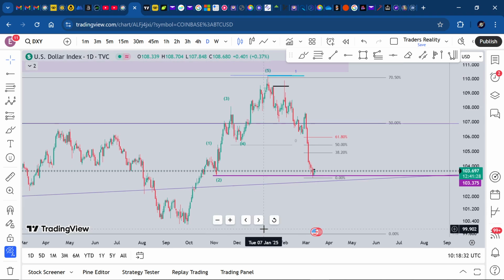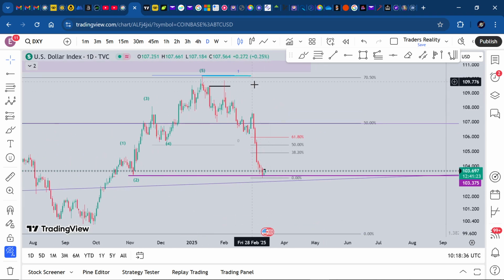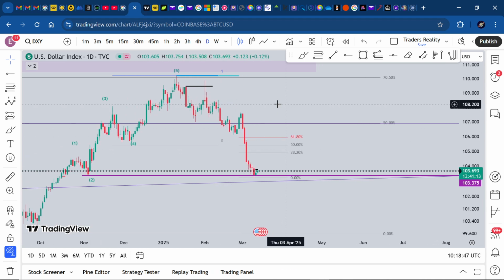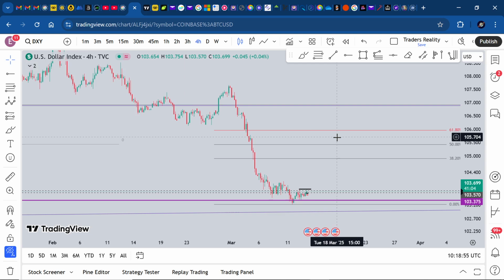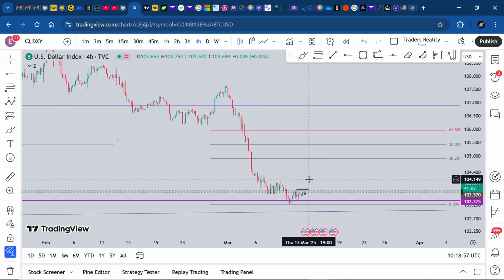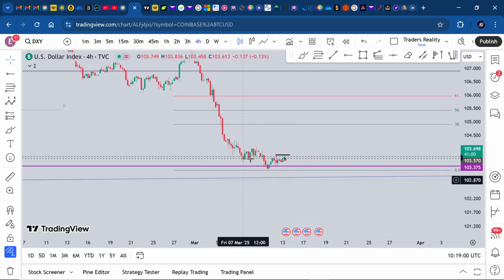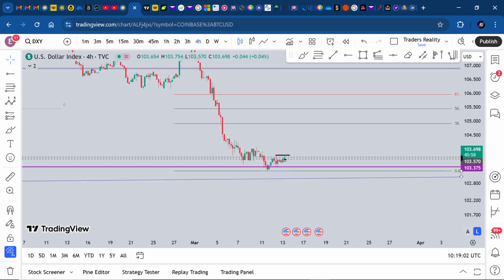Okay, so when I'm looking at this structure coming down, I get 1, 2, 1, 2, or A, B, C, yeah. Regardless of that, I'm looking at a 5 wave move down in here. If I jump to the daily, okay, you can see price forms a diag happening.